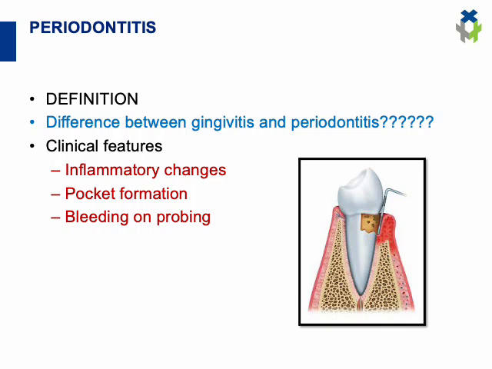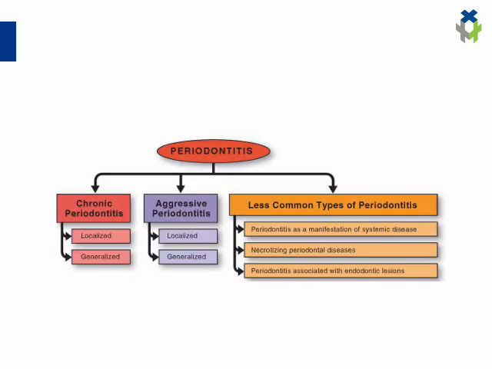Periodontitis. The various clinical features of periodontitis are inflammatory changes, pocket formation, and bleeding on probing. Periodontitis can be further classified into chronic, which is subclassified into localized and generalized, aggressive into localized and generalized, and less common types of other periodontitis are periodontitis as a manifestation of systemic disease, necrotizing periodontal diseases, and periodontitis associated with endodontic lesions. The term localized is used when less than 30% of the examined sites are involved, and it's used generalized when more than 30% of the sites are involved.